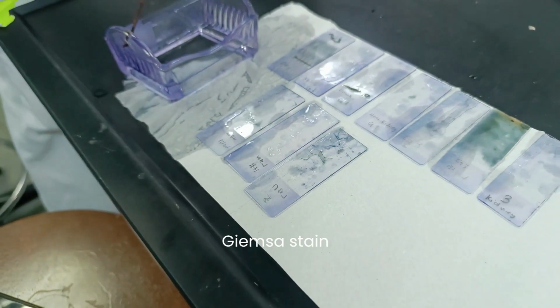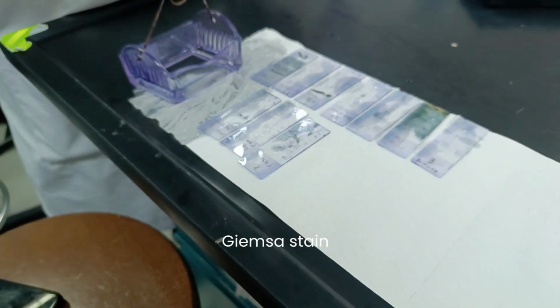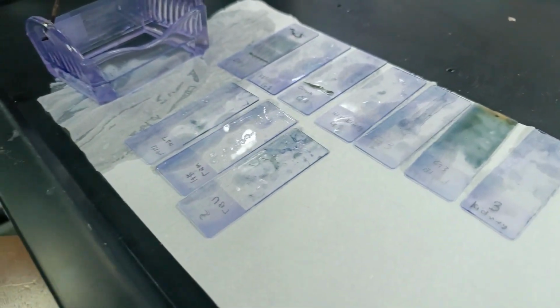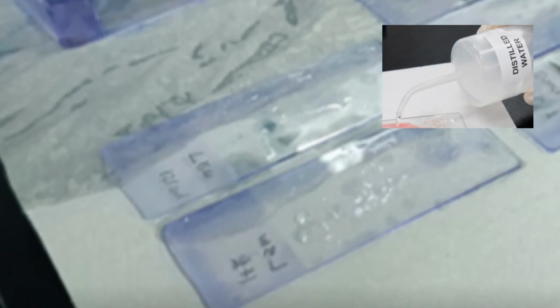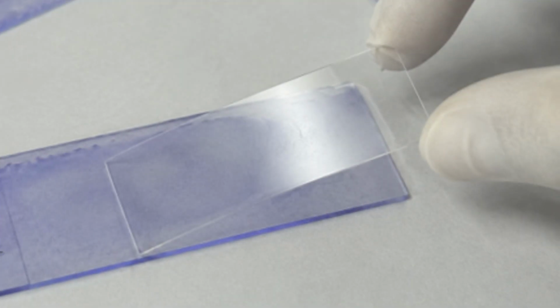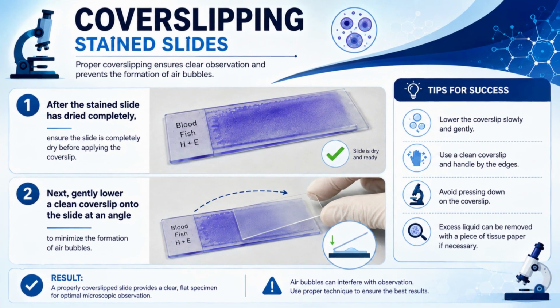Add sufficient Giemsa staining solution to cover the smear and leave it for the recommended staining period of 15 minutes. The next step is to rinse the slide gently with distilled water to remove excess stain. Then, allow the slide to air dry completely. After the stained slide has dried completely, gently lower a clean cover slip onto the slide at an angle to minimize the formation of air bubbles. Ensure the cover slip is positioned evenly over the smear, allowing the mounting medium to spread uniformly. This step protects the stained specimen, preserves the blood cells for long-term storage, and provides a clear preparation for microscopic examination.